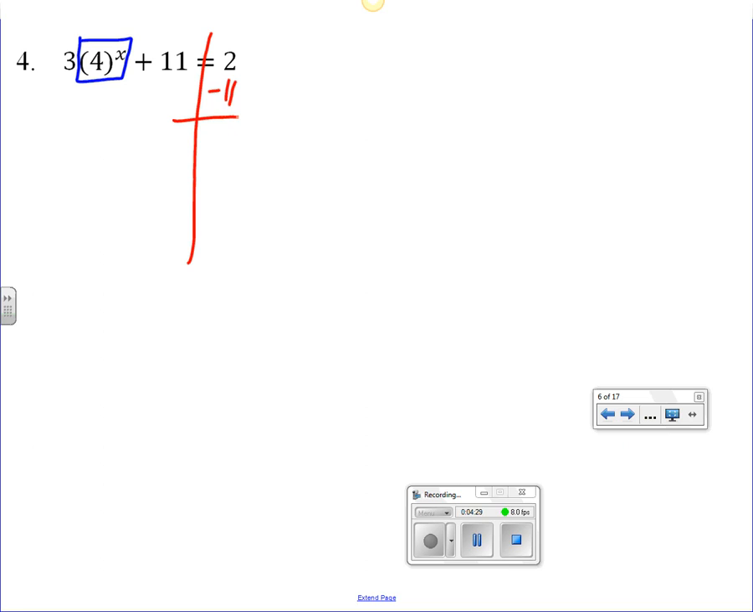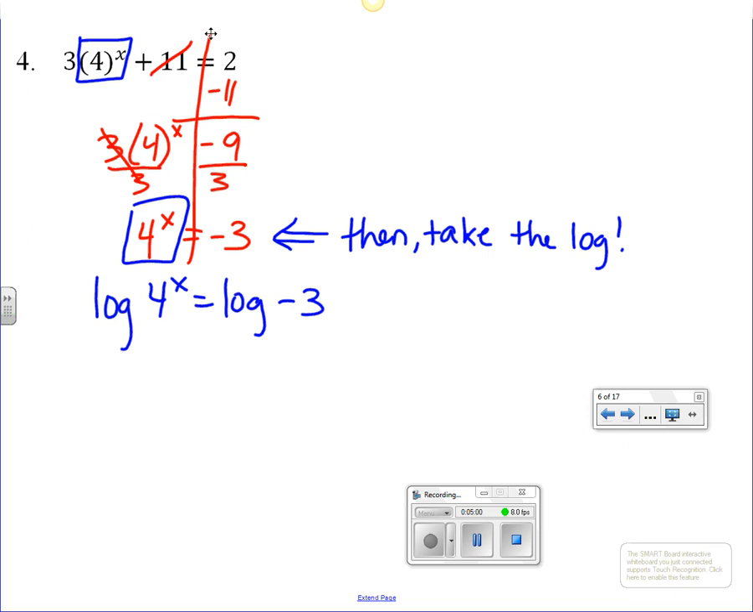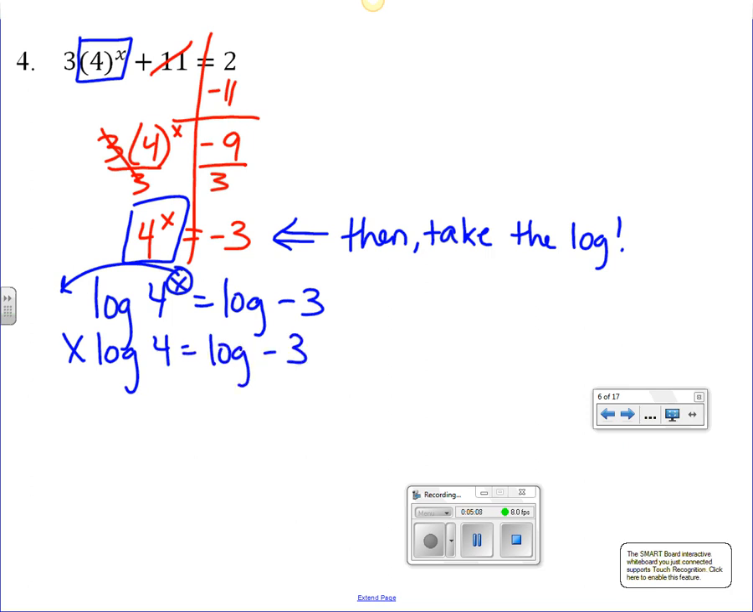So you're going to minus 11, which gives you negative 9, and then you're going to divide by 3. So you get 4 to the x equals negative 3. Once you get this by itself, then you take the log. So log of 4 to the x equals log of negative 3, and x can go in front, so x log 4 equals log negative 3.